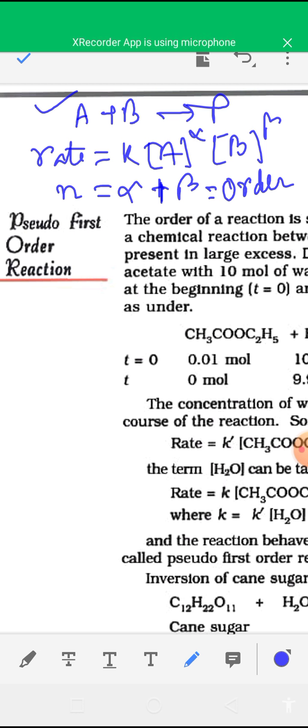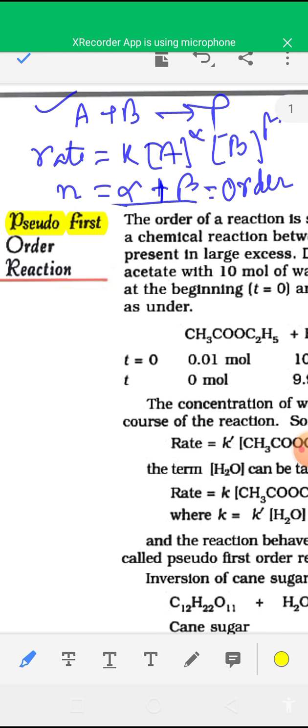That is, order of the reaction with respect to A is alpha, and order of the reaction with respect to reactant B is beta, and overall order of the reaction is alpha plus beta. Last day I have told, based on the order of chemical reaction there are different types: first order, second order, third order, zero order, like this. So first, today I will discuss about pseudo first order reaction.